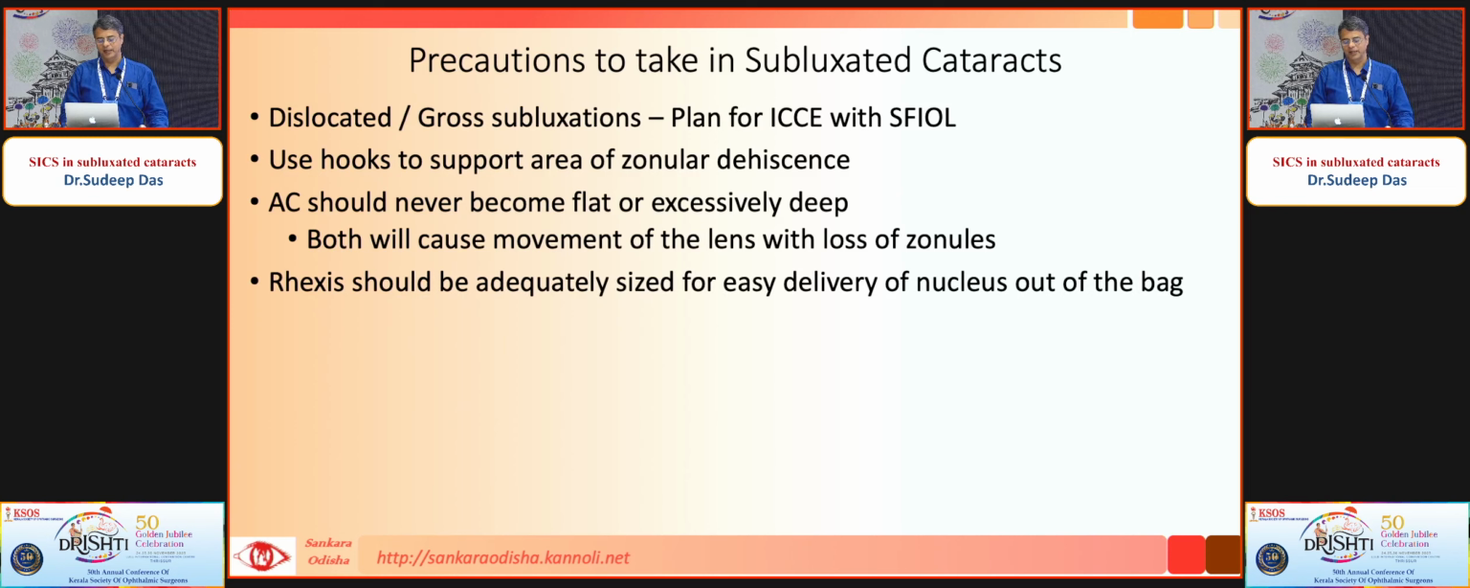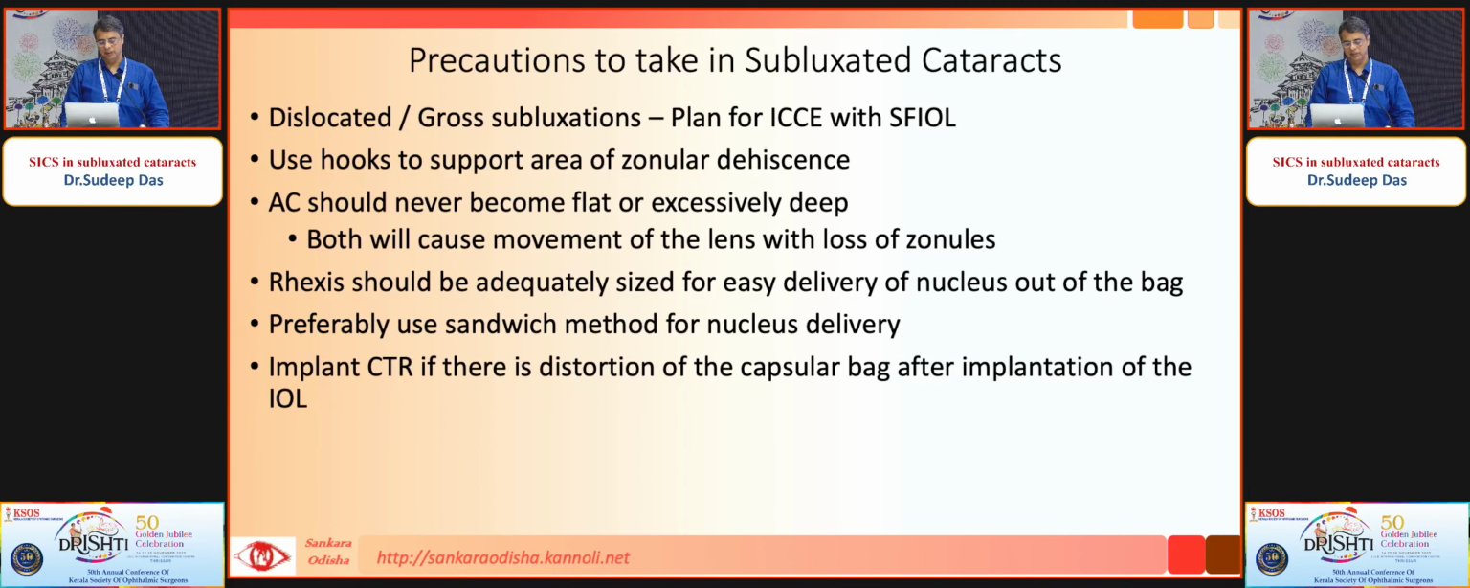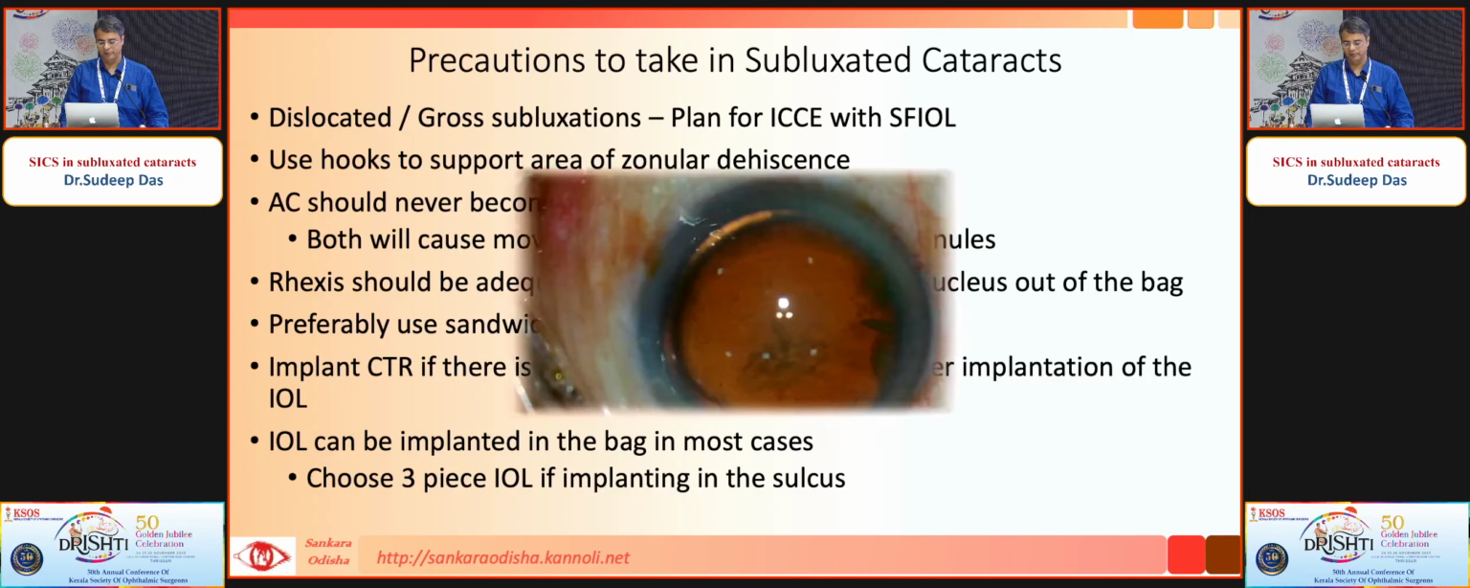So rexes should be adequately sized for easy delivery of the nucleus out of the bag. Preferably use sandwich, and implant a CTR. If, even after the IOL implantation, you see a distortion of the bag, ovalization of the rexes, put in a CTR. An IOL can be placed in the bag in many of the cases, but choose a 3-piece IOL if implanting in the sulcus.